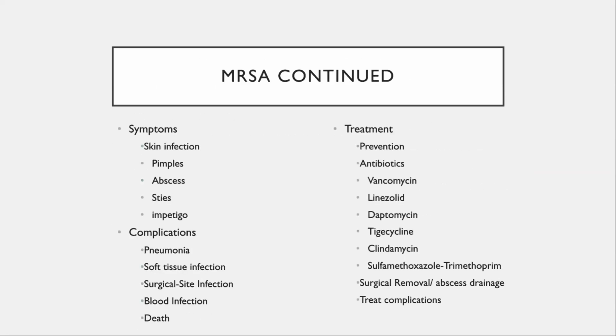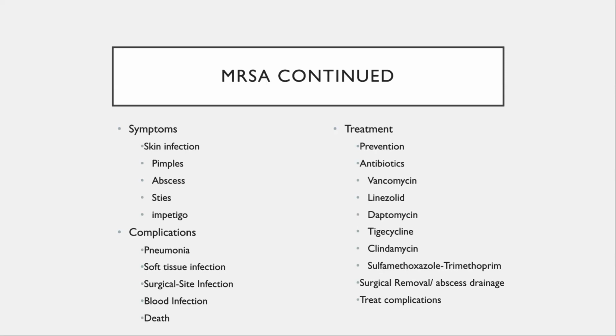Symptoms of a MRSA infection would include a skin infection, such as pimples, abscesses, styes, and impetigo. And it can also lead to complications such as pneumonia, soft tissue infection, surgical site infections, blood infections, and death.